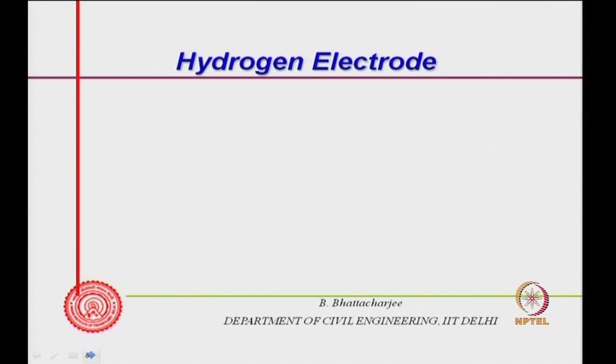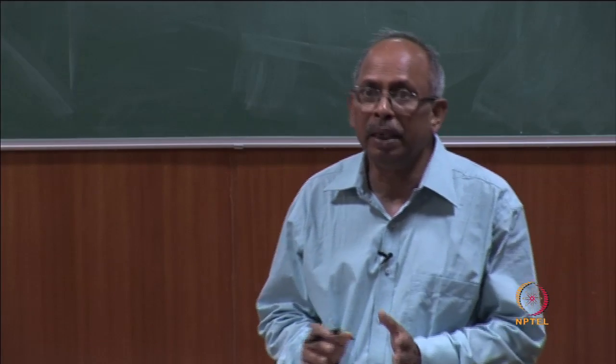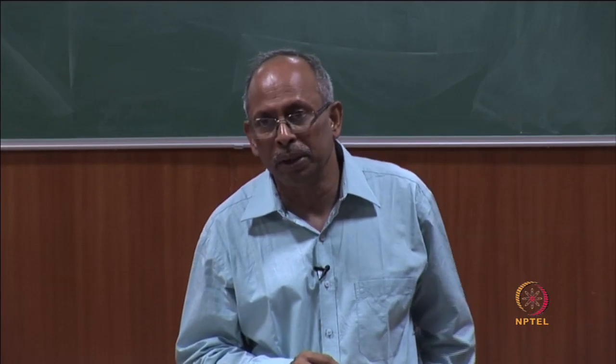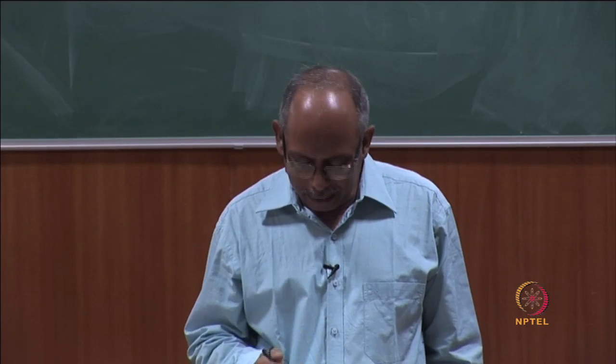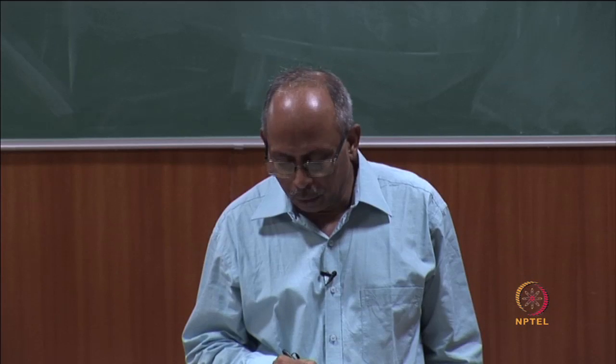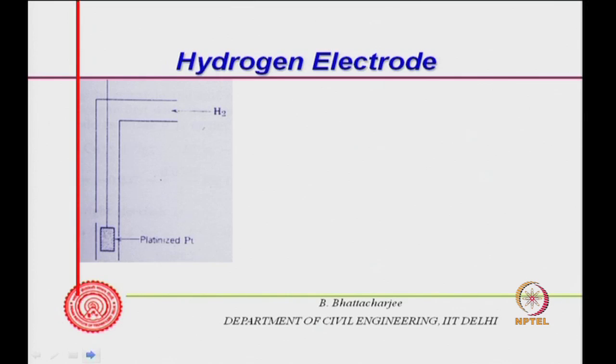Now, how do I measure that? I cannot directly measure this, I can only indirectly measure it. I cannot directly measure this potential between the electrolyte and the metal. It is impossible to measure this. At the interface, potential difference is difficult to measure. So, what we do? We measure it indirectly using some external electrode, some reference electrode.